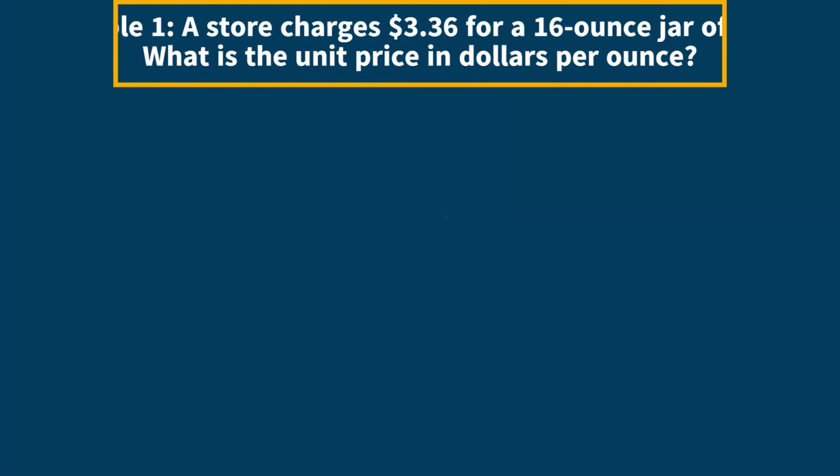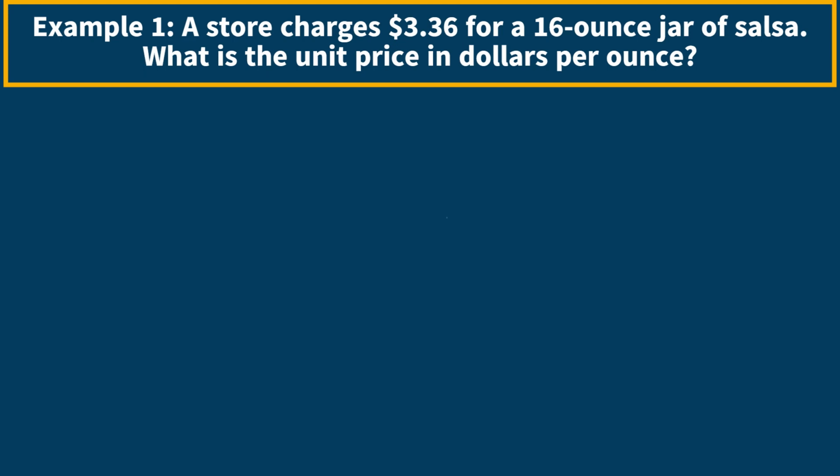Example number 1. A store charges $3.36 for a 16-ounce jar of salsa. What is the unit price in dollars per ounce? What we do first is we write down our first quantity as the numerator, which in this case is $3.36. So like this, $3.36. Now our second quantity, which is 16 ounces, is going to go on the bottom. 16, and I'm just going to put OZ for ounces.